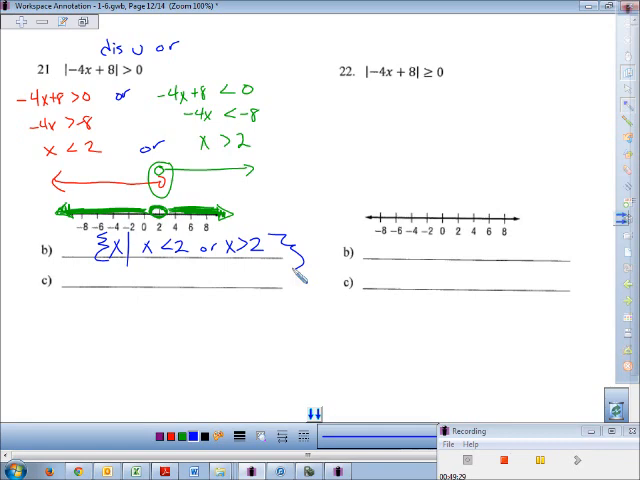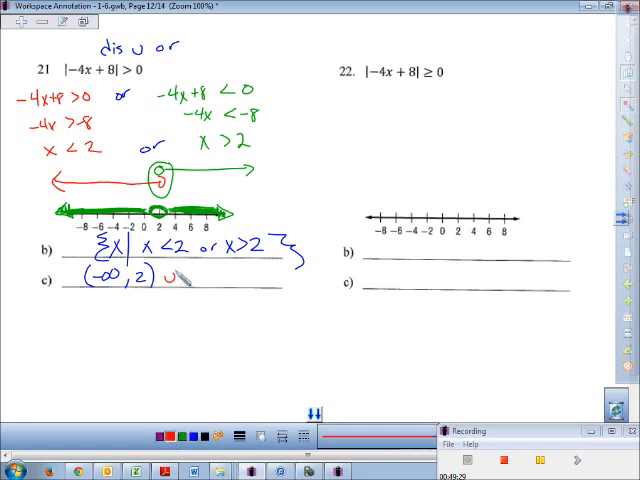Sound cool? Interval notation. Far left, negative infinity. Then I'm going to follow. Remember, I'm only looking at this green graph right here. Went from negative infinity. Boom! Isn't there a critical spot right there at 2? So it went from negative infinity to 2, and 2 didn't count.